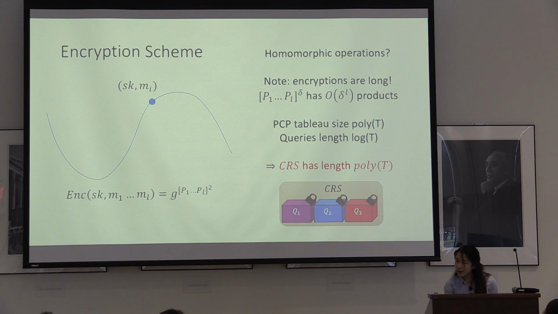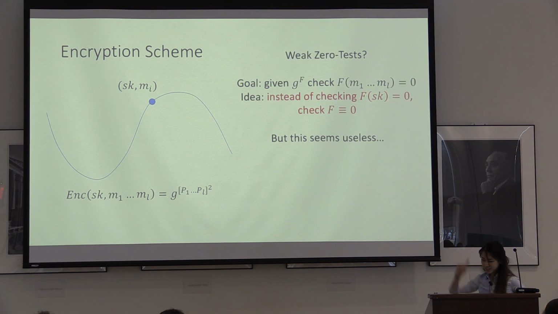Sorry? You need the ability to publicly check, right? Yes. It's coming, yes. So we have homomorphic operations. The prover is happy, he can compute his answers, but how do we verify? We need the weak 0 test. So let's just say that our goal is we get back some evaluated polynomial, and we want to check if it's 0 at the message.